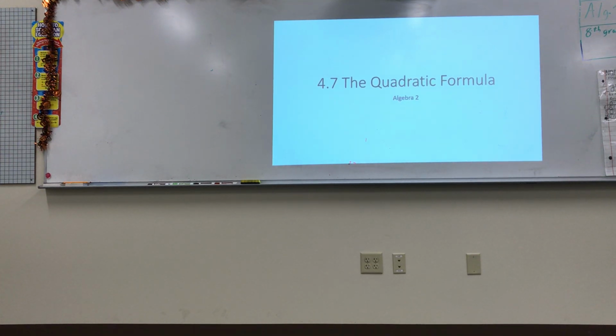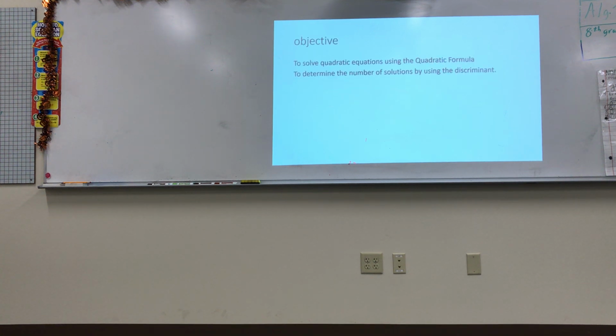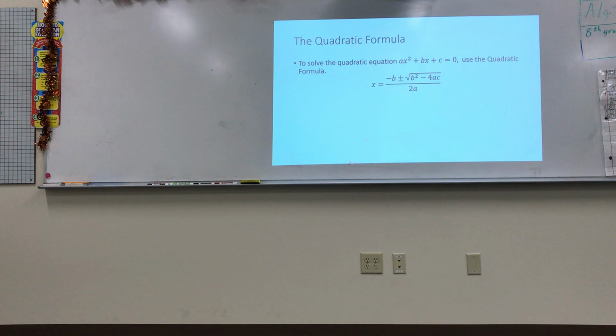Hi there, Algebra 2, 4.7, quadratic formula. Objective today is to solve quadratic equations using the quadratic formula and to determine the number of solutions by using the discriminant. The quadratic formula solves the quadratic equation ax squared plus bx plus c equals 0. x equals negative b plus or minus the square root of b squared minus 4ac, all over 2a. And that is the formula we will be using all day today.